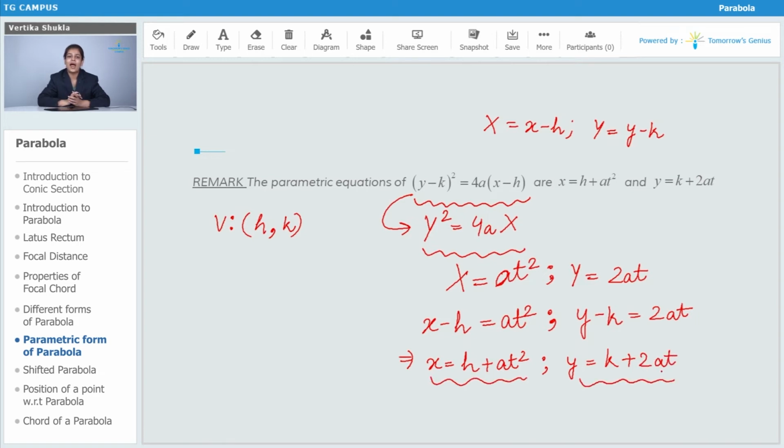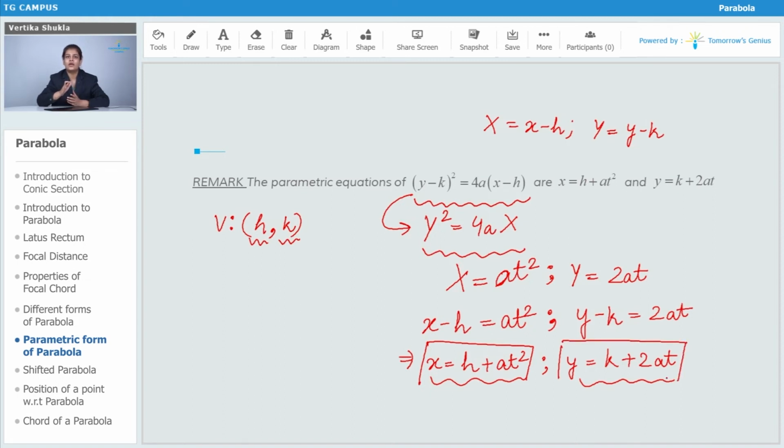That we have to add the shifted vertex. The coordinates of the vertex, which were h and k, we had to add to the parametric coordinates that we had received when the vertex was at 0, 0. So when your vertex shifts, the parametric coordinates also change, because the equation of the parabola changes with respect to your vertex. So these will be the new parametric coordinates when the vertex is at the point h, k.